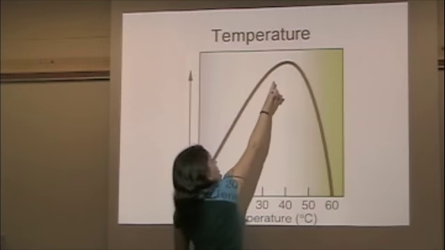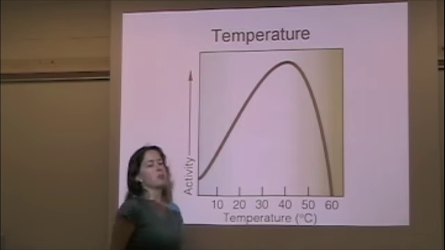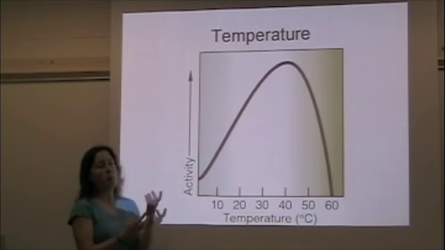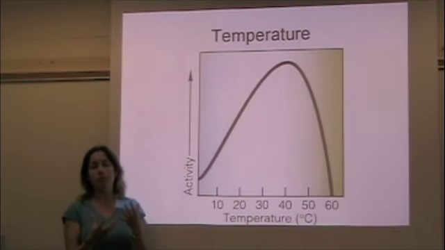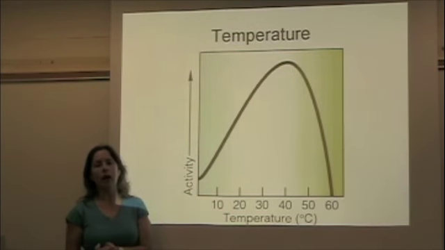You can see after a point, however, enzyme activity drastically decreases and the enzyme stops functioning. When the temperature gets too hot, the bonds that hold the enzyme together start to denature. The enzyme loses its 3-dimensional shape, meaning the active site is no longer going to fit the substrate. So that's why we have that decrease in enzyme activity at high temperatures. It's due to denaturation.